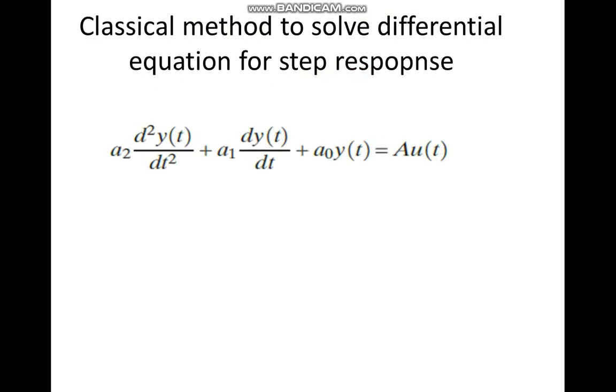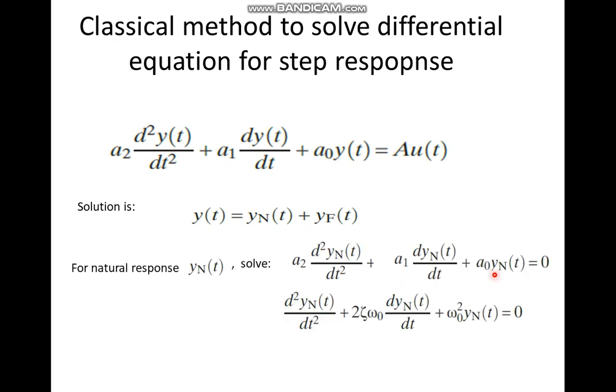The second order differential equation with a step input is of this form, where A2, A1, A0 and capital A are constants. The solution of such a differential equation is y of t equal to yn plus yf, where yn is the natural response of the system obtained by putting the right-hand side of the equation equal to 0, and yf is the forced response. We have already covered in extensive detail how to find the natural response of the system. Now we focus our attention towards finding the forced response yf.